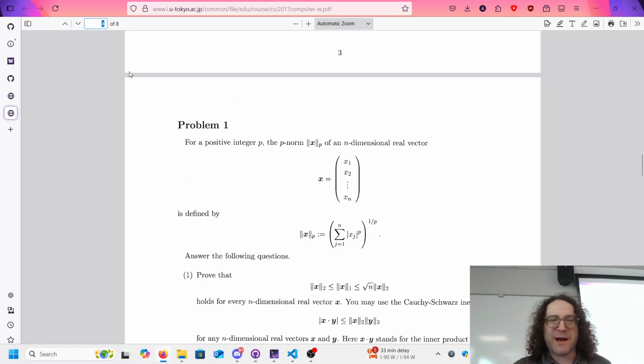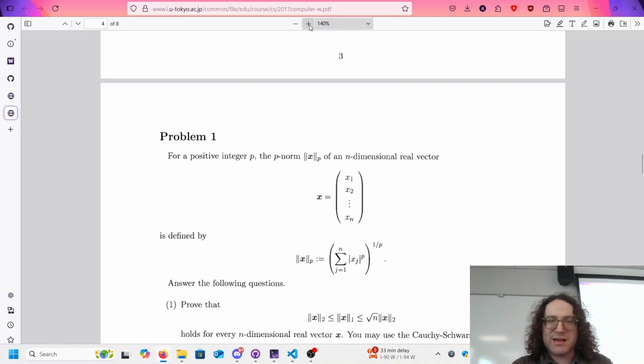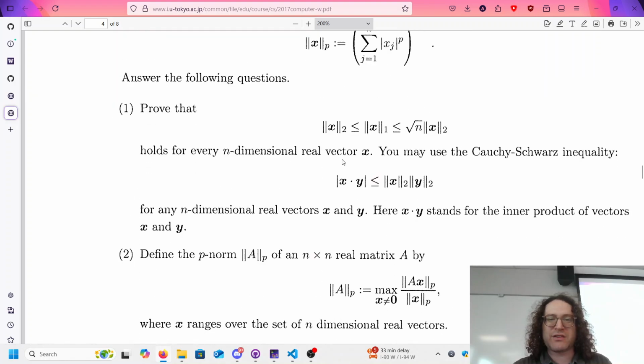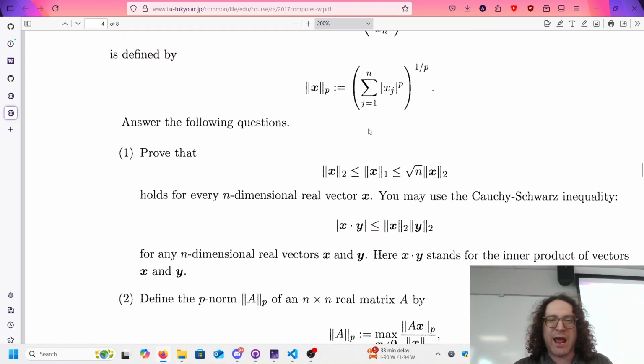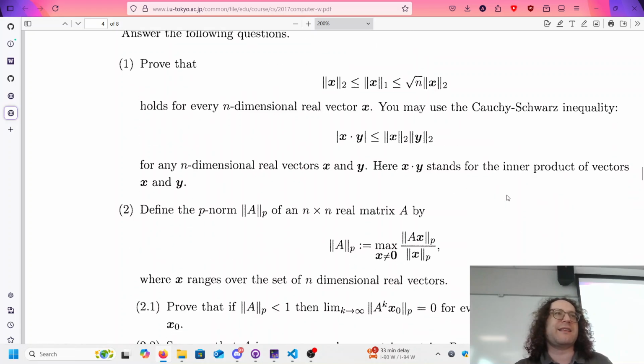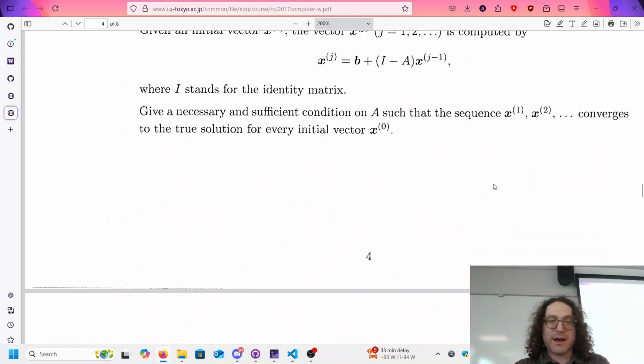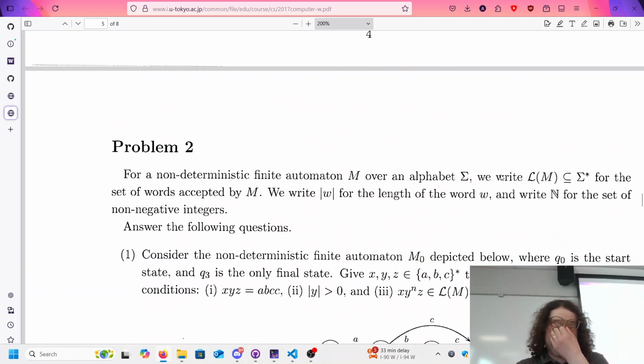So for each positive integer, the p-norm, denoted as this, is a dimensional vector. So this is vector arithmetic, right? And asking you to do proofs. You may use the Cauchy-Schwarz inequality. Those of you who have been doing your math probably recognize that term. And if not, and I recognize it, I don't remember it because I haven't had to use it in like a decade. So that's something to study.